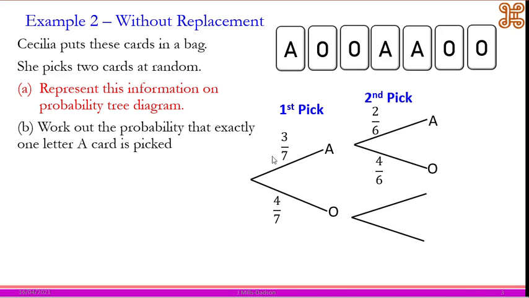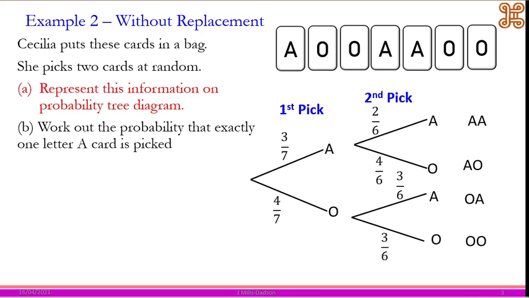Now we are on letter O. So if we pick letter O, then one of the O's must also be taken away. So we now have 3 over 6 for the O's, and the A's will be 3 over 6.